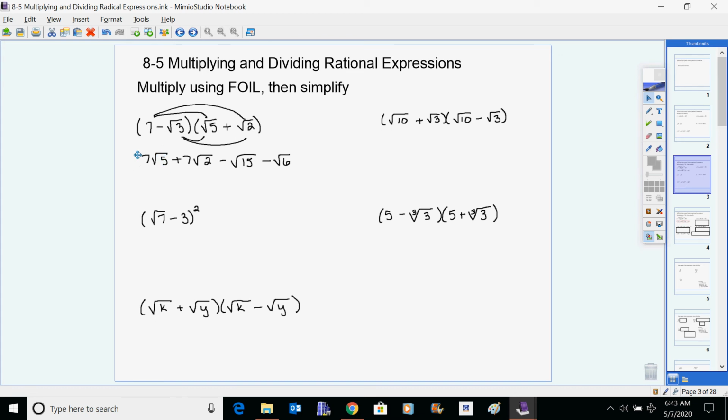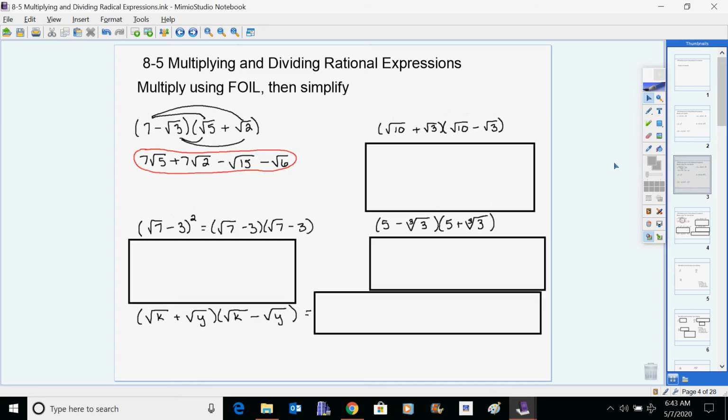Now what you'll notice here is that this can't be simplified and this can't be simplified, neither can this or this, because there's no duplicates, so this one actually is finished just as it is.